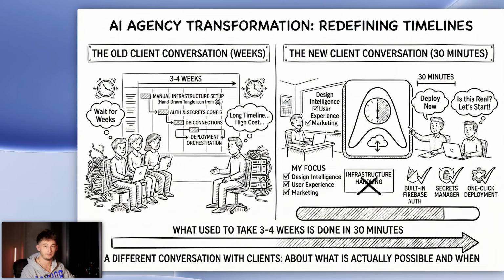Now, if you're an AI agency building agents for clients, this changes your timeline in a way that directly changes your business. So what used to take 3 to 4 weeks to build and deploy can now be done in a fraction of that time, maybe 30 minutes. That's not just an efficiency gain, that's a different conversation that you're having with clients about what is actually possible and when it's gonna be possible.